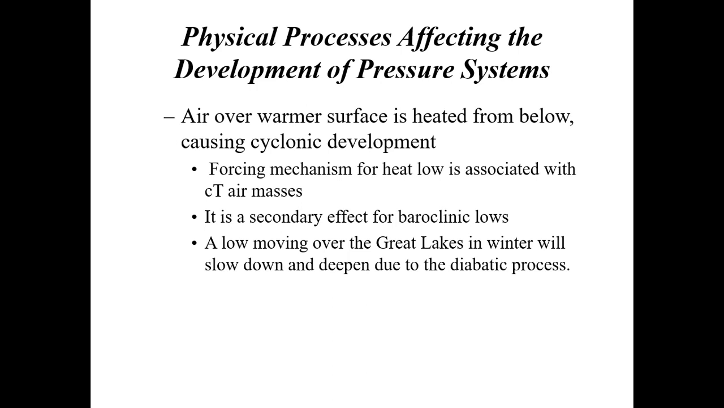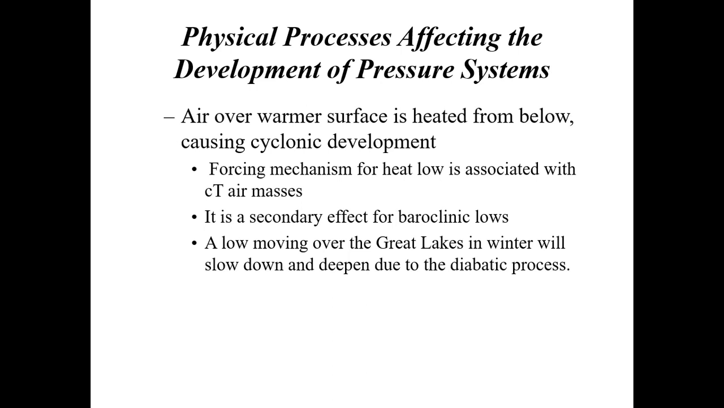A forcing mechanism for a heat low is associated with continental tropical air masses, for example. So even in the summertime, when we have these CT air masses, continental tropical air masses, the extreme heating of the desert by the sun is a forcing mechanism that forms that heat low. It's a secondary effect for baroclinic lows, and a low moving over the Great Lakes in winter will slow down and deepen due to the diabatic process.